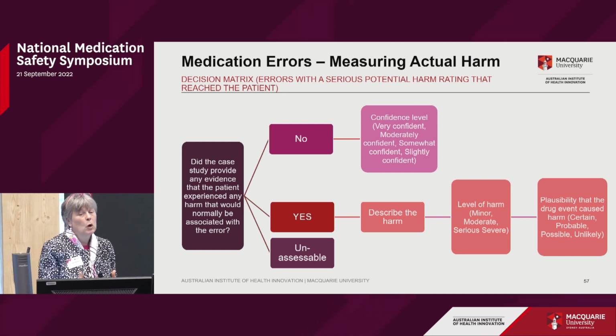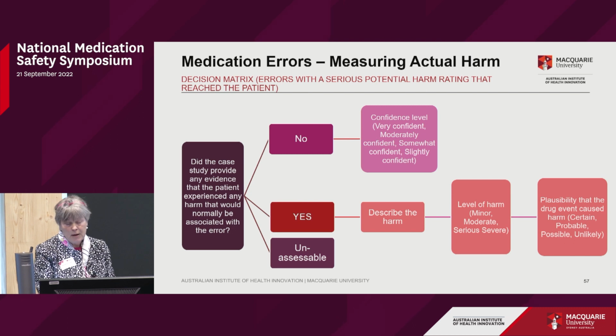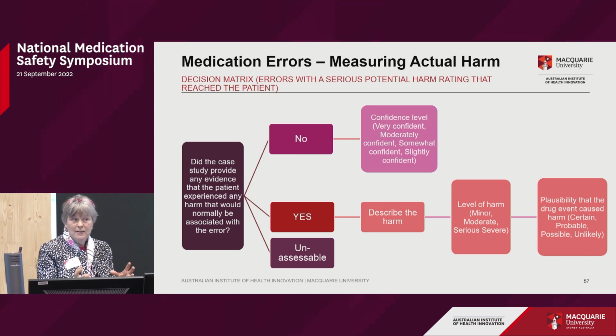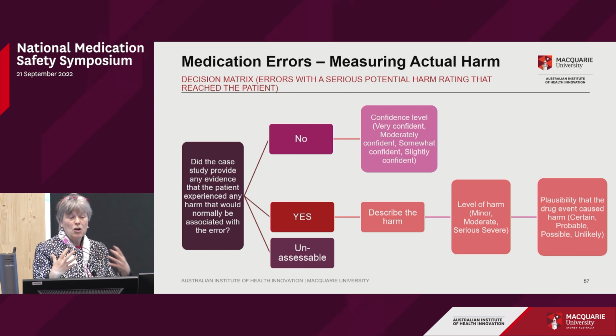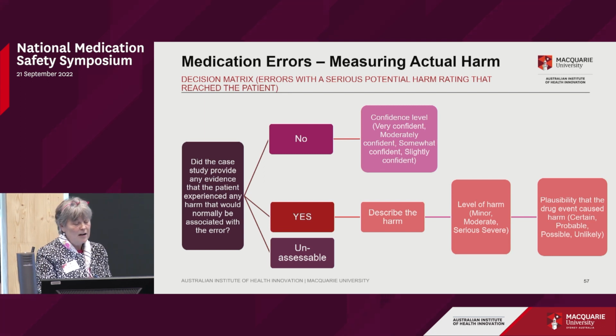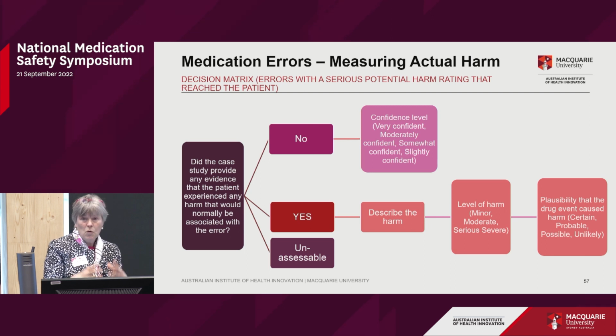In many cases, for the more complex cases, we sent them to the panellists ahead of time and then asked for their feedback. And the main question was, did the case study provide any evidence that the patient experienced harm that would normally be associated with that error? So we were not asking, did the child have harm, we were asking, did you see any evidence of this? And if they said no, well, what's the confidence there was nothing in the care record that would describe any harm? If they said yes, they saw something, then we say, okay, describe what you saw from the case study. What level of harm would you rate this at?